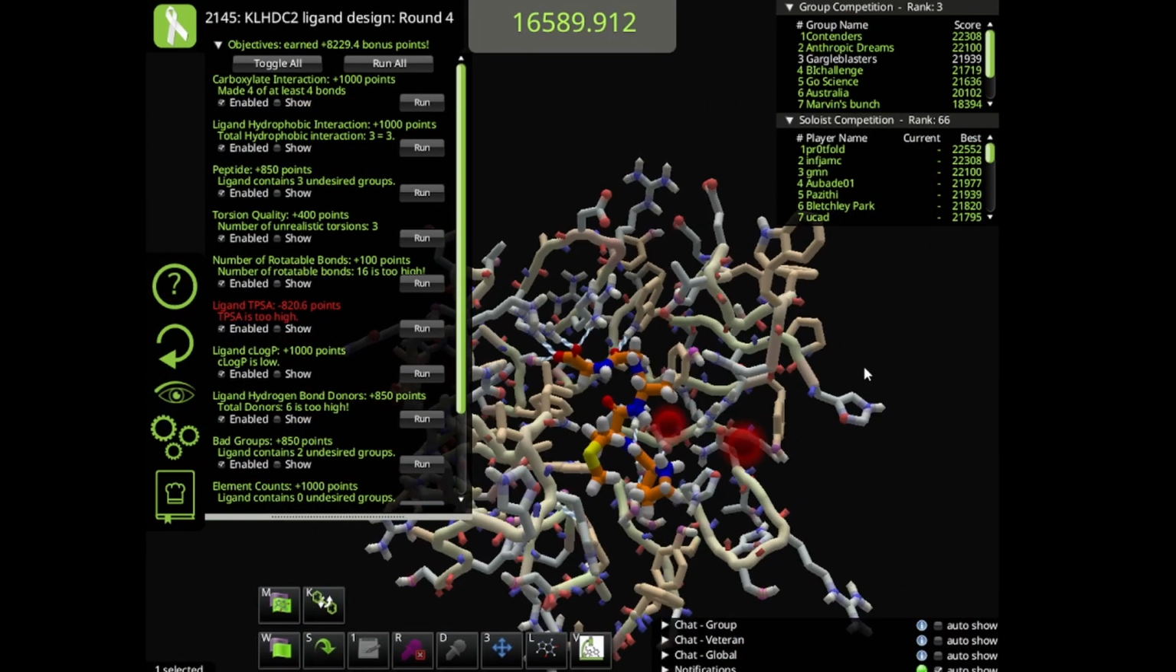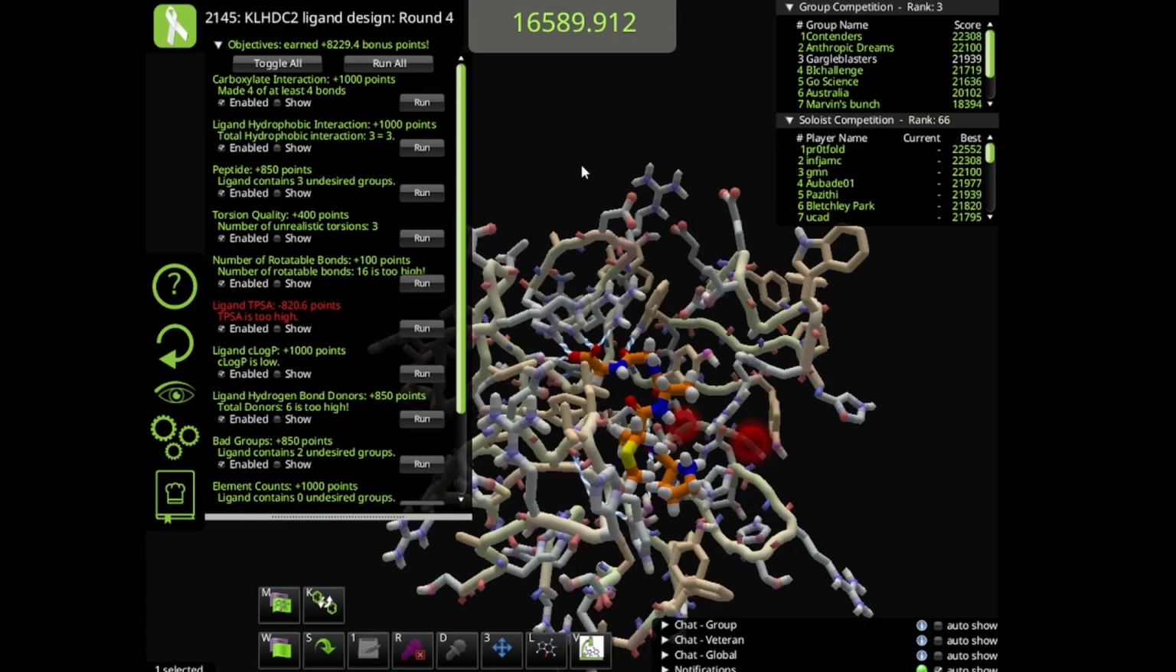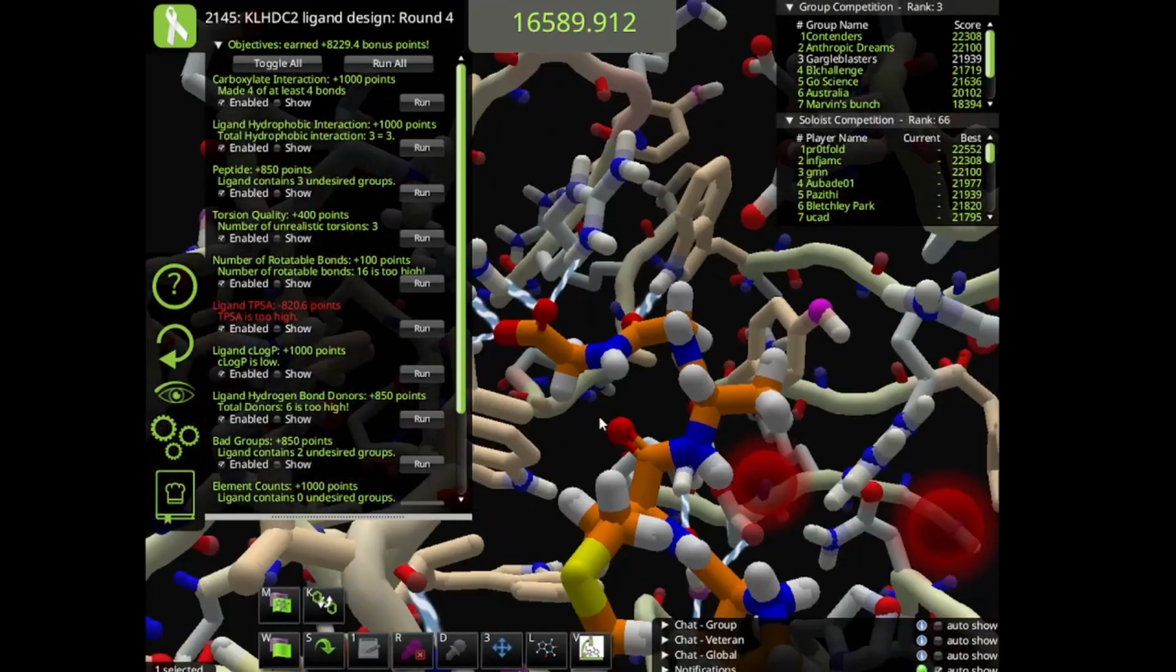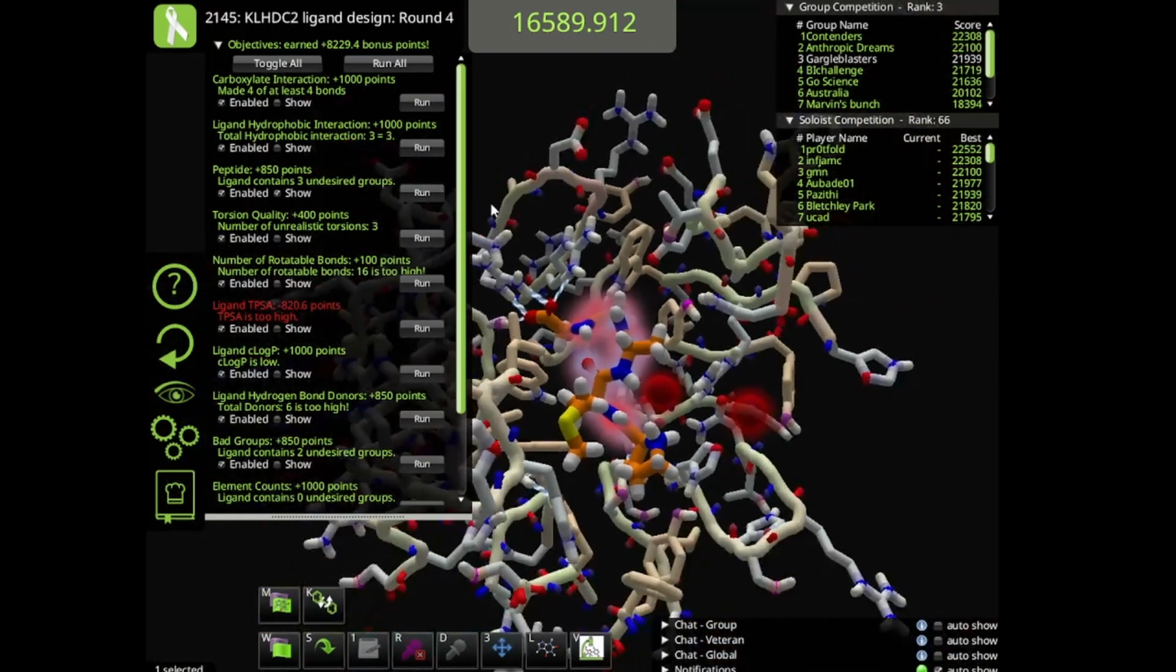Next, there is ligand hydrophobic interaction. You should make the interaction between the ligand and the protein here. And there's peptide. A peptide bond is, as you can see, the CONH group, which is commonly seen in the protein. We should avoid this.